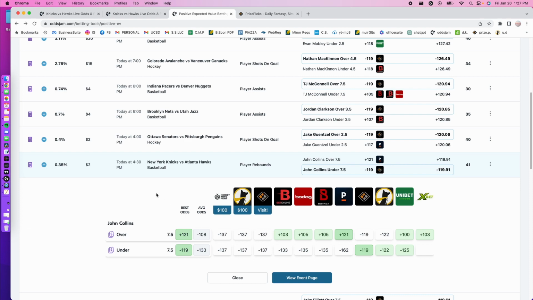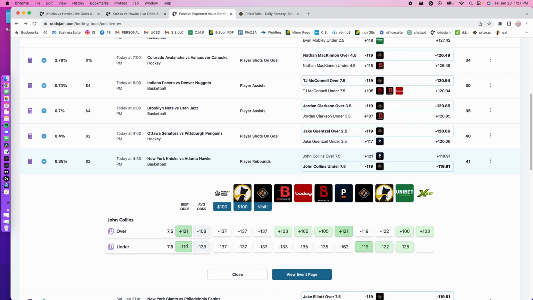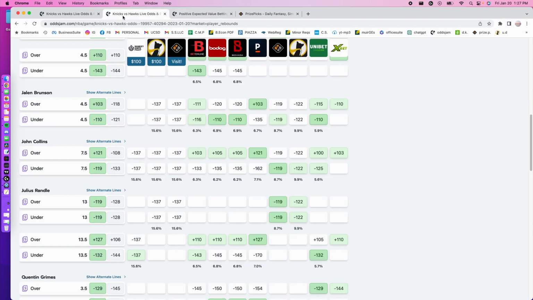But for example, here I have an example case. We have John Collins. His average is minus 133 favorite. If you take out the average sportsbook vig, minus 133 is actually negative EV by a little bit. So I will show that. You see Bet Online has negative 133, Bodog has negative 135, and I want to just show you here.